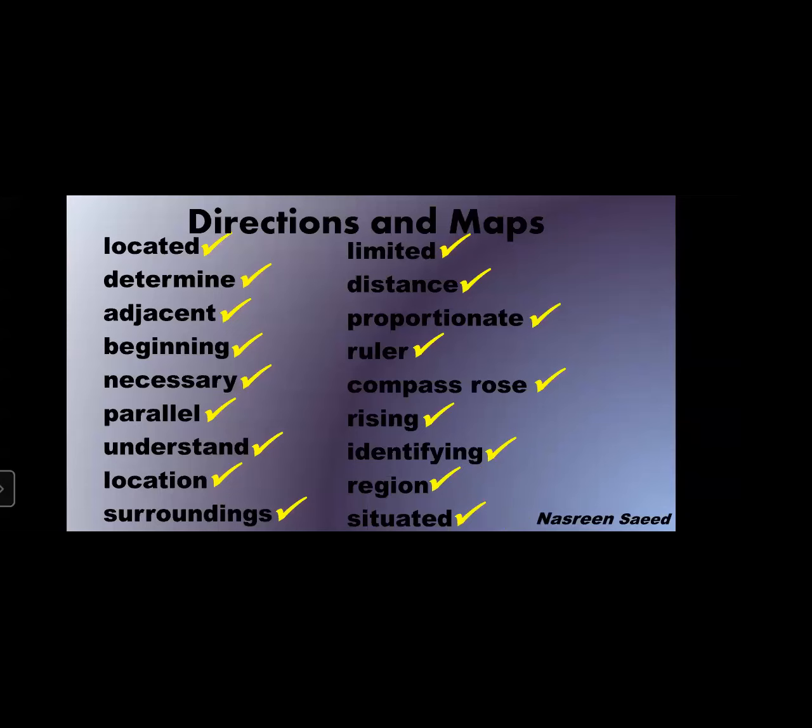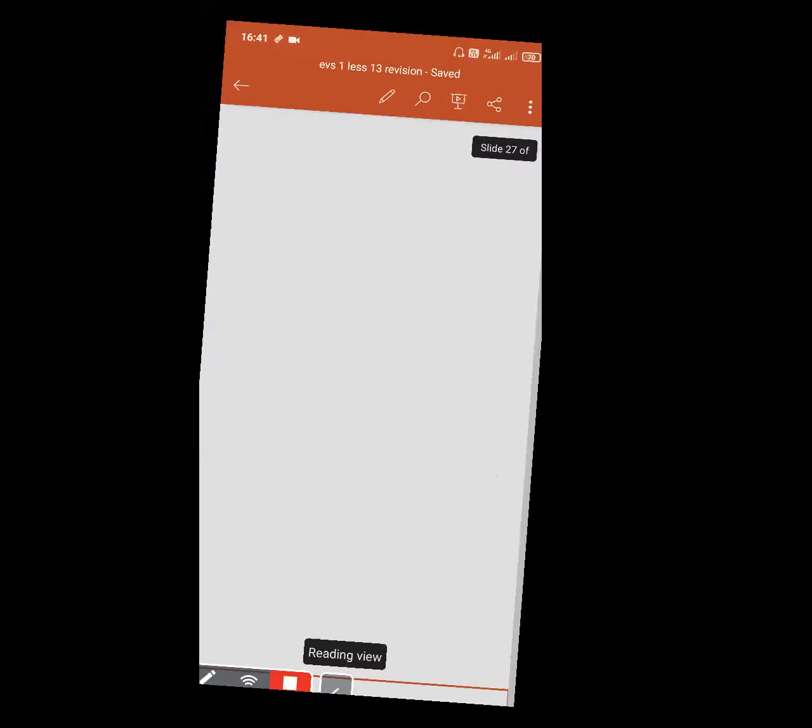You are supposed to read the lesson and underline these hard words in the lesson. Find these words in the lesson and underline them. Okay. So that was EVS lesson number 13.